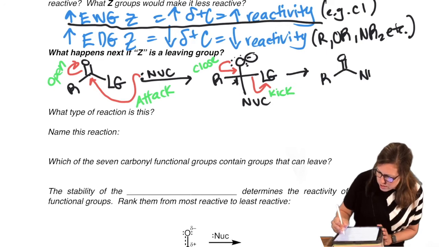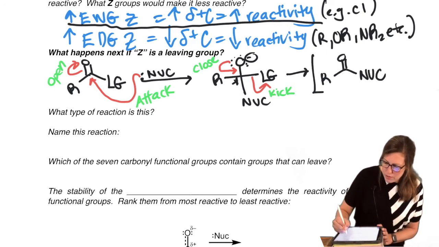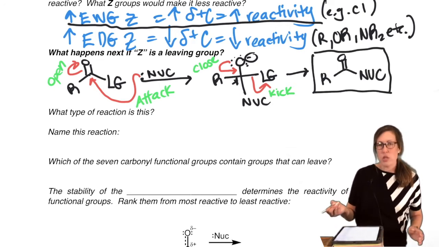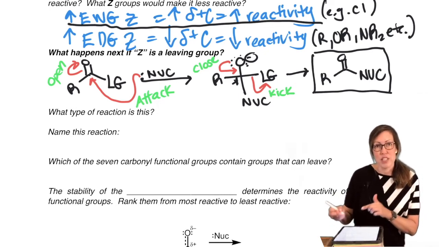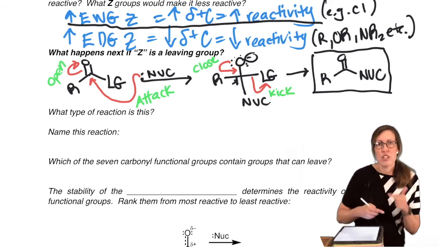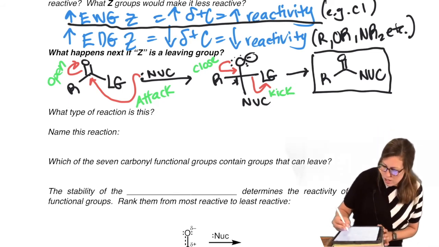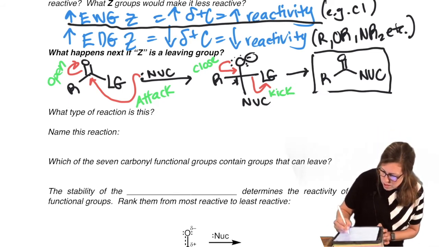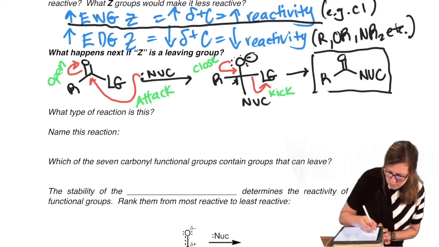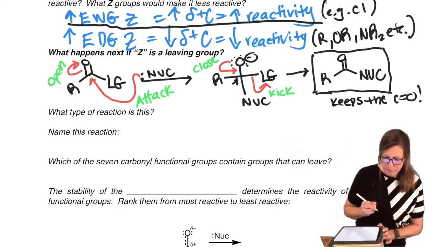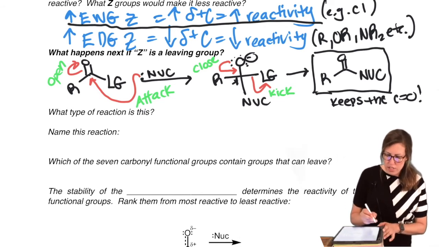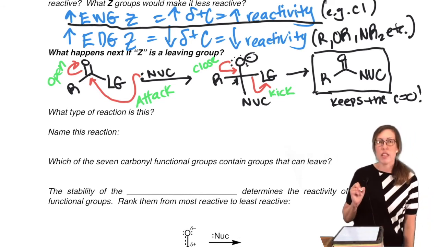So notice we end with a different looking product. When you do attack, open, protonate, you have an alcohol at the end. Now we have a carbonyl containing functional group again. So you can interconvert them. So I'm going to just say keep the carbonyl. It's not alcohol.